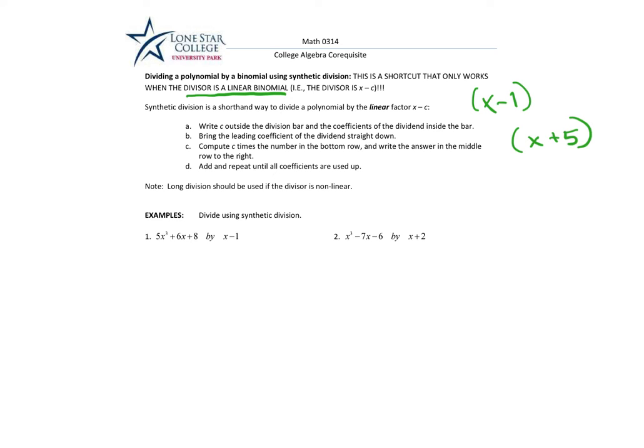We first take our, remember, this is the dividend, and this is the divisor. And we want our divisor to be linear. And here's linear, we have x minus 1. So what we do is we create this thing that we call a shelf. And on the shelf, we take the opposite sign of the divisor's number. So you see, you have this -1. On the shelf, we're going to put a +1.